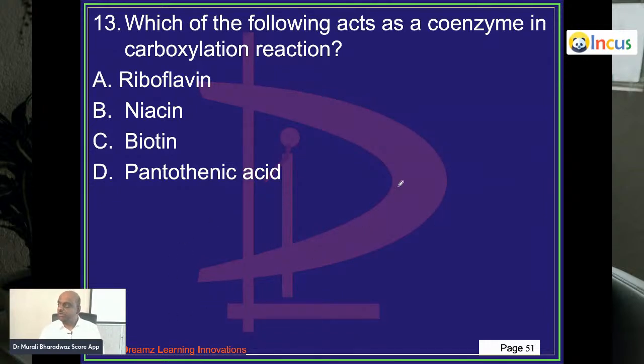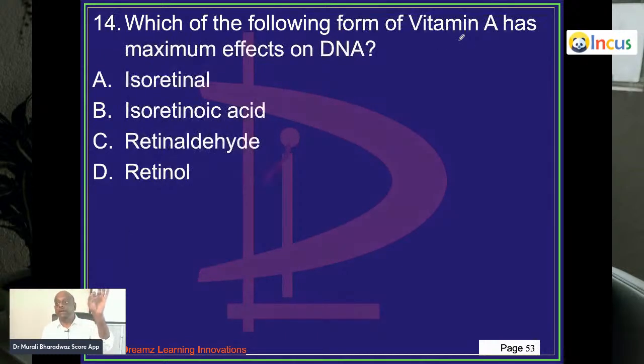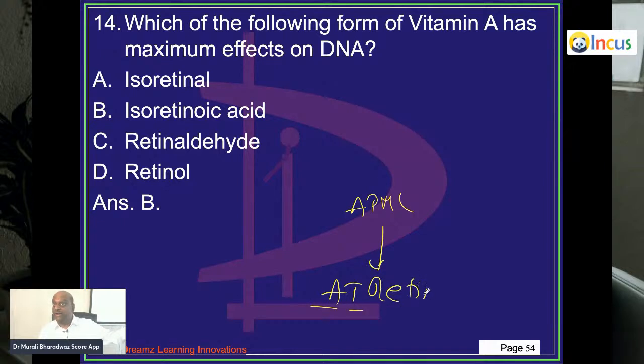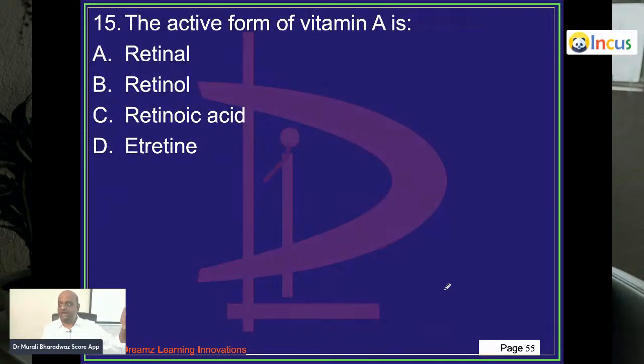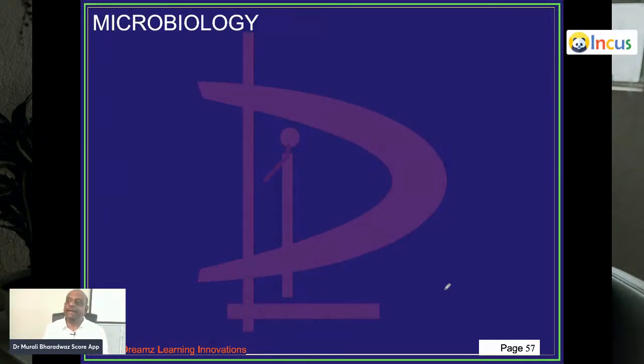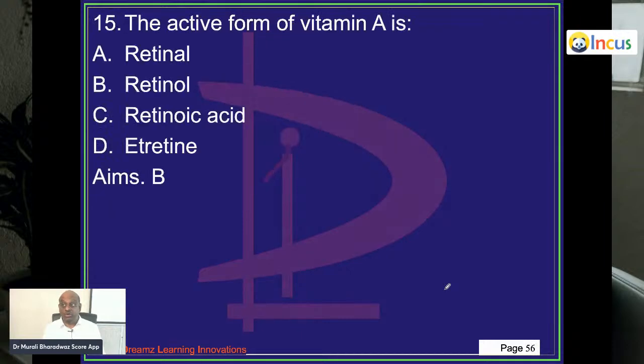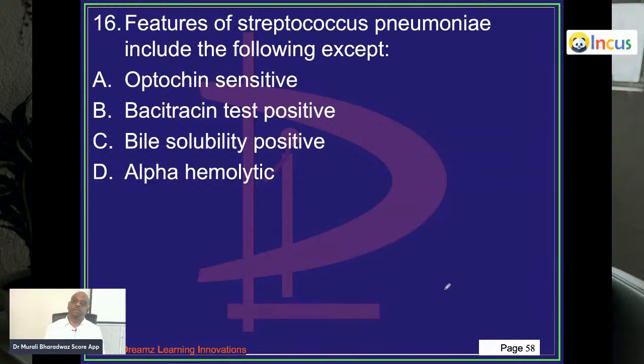Right, doctor? So what is the coenzyme for carboxylation reactions? Biotin is what you need to remember. Which vitamin has an effect on DNA? Isotretinoin, retinoic acid. That's the reason we use ATRA, all-trans retinoic acid, in the therapy of APML, acute promyelocytic leukemia. What is the active form of vitamin A? Retinol. Not retinoic acid, but retinol is the active form.